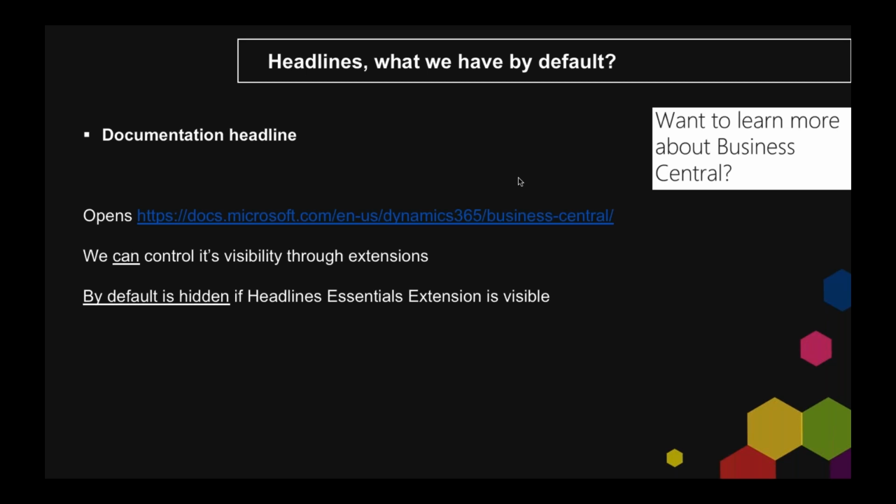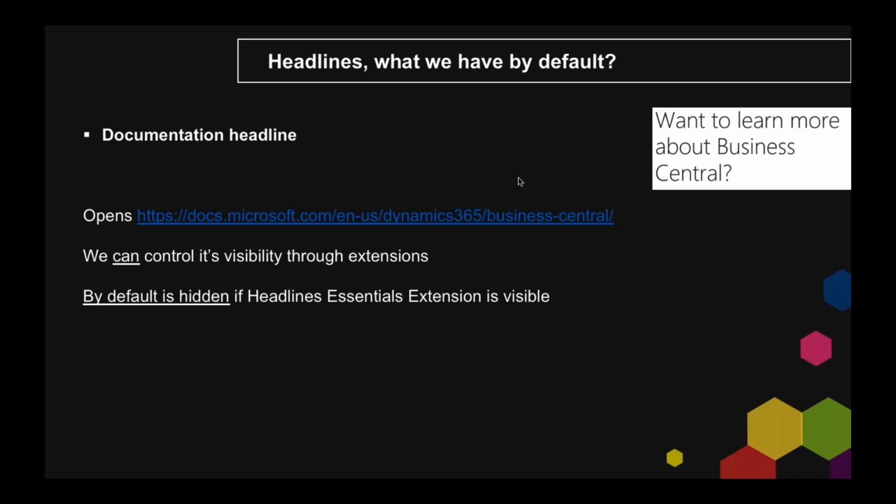The next headline is a documentation headline, and its purpose is just to open the Microsoft Docs web page, and we can control its visibility through extensions. I will show you how to do this in the next demos. By default, in, for example, Business Manager Role Center, you will not see this default headline because it is hidden. And why is it hidden?